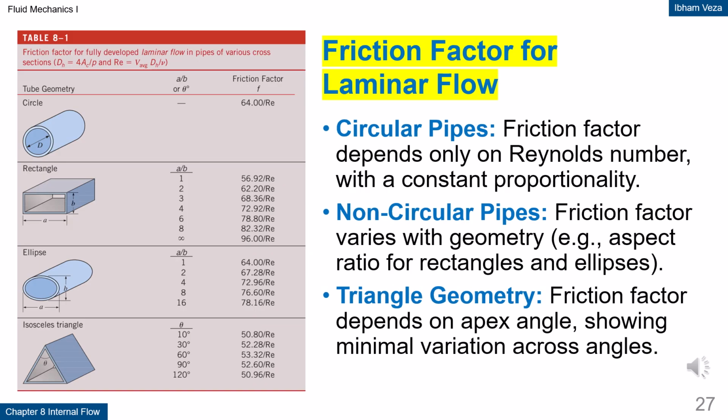Friction factor for laminar flow. The friction factor depends only on the Reynolds number. This relationship is simple and can be written as f = 64/Re. For non-circular cross-sections, the friction factor is also influenced by the geometry of the shape. However, the variation is relatively small for many practical shapes. This concept shows that laminar flow has predictable friction characteristics.